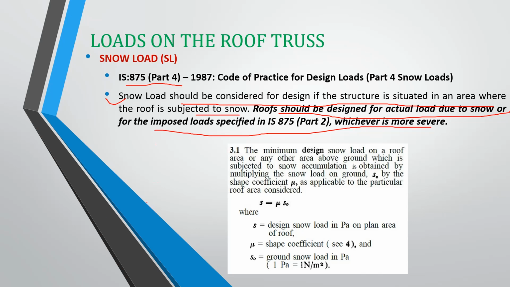So IS 875 gives us a formula in 3.1 for the minimum design snow load on a roof. It says that the minimum design snow load on a roof or any other area above ground which is subjected to snow accumulation is given by the multiplication of these two factors, mu into S naught. This mu is the shape coefficient, and this shape coefficient is different for different types of roof. It is given in the same code itself. And S naught is the ground snow load in pascals, that is, ground snow load in Newton per meter square. So this is how you calculate snow load.